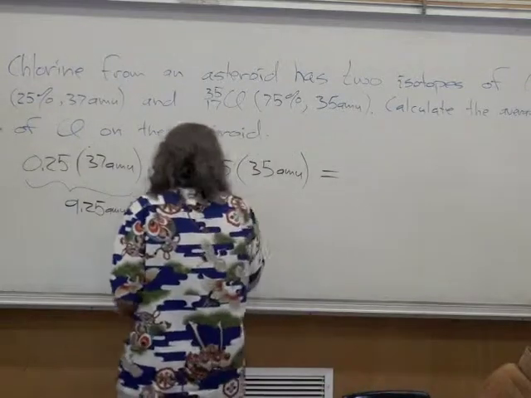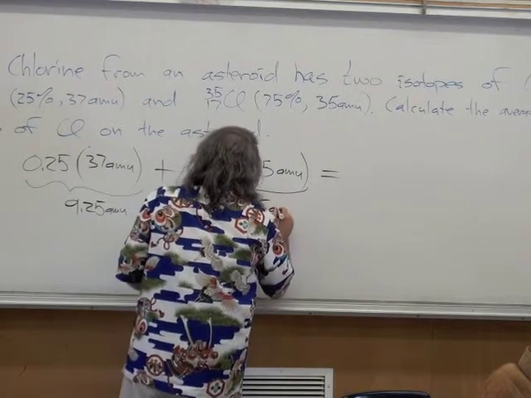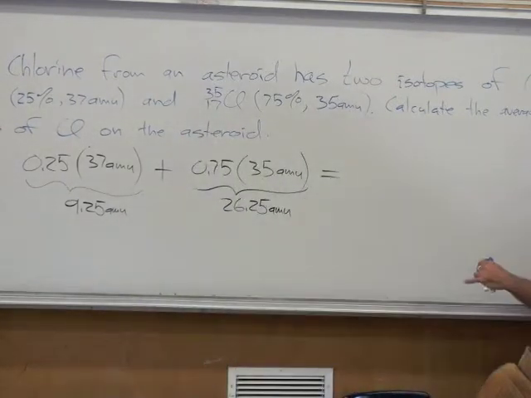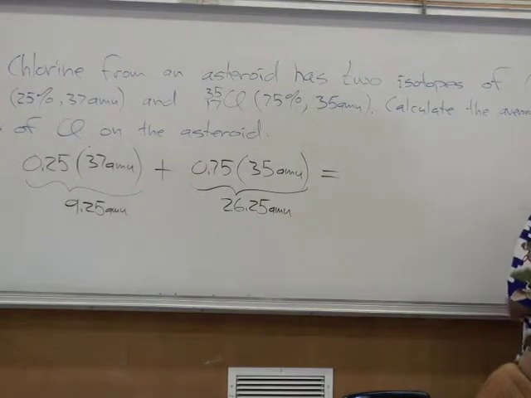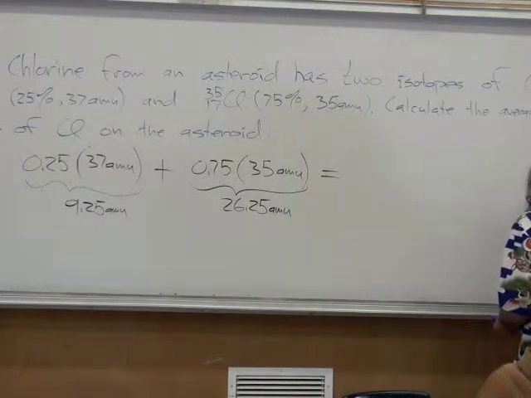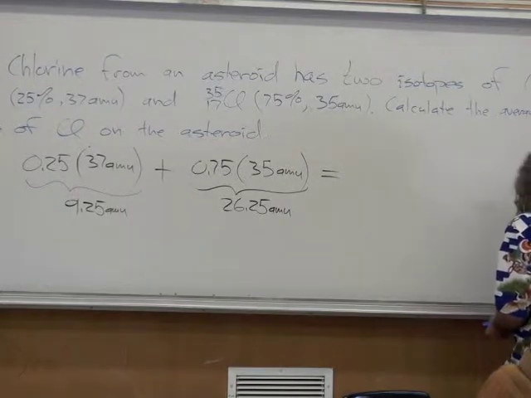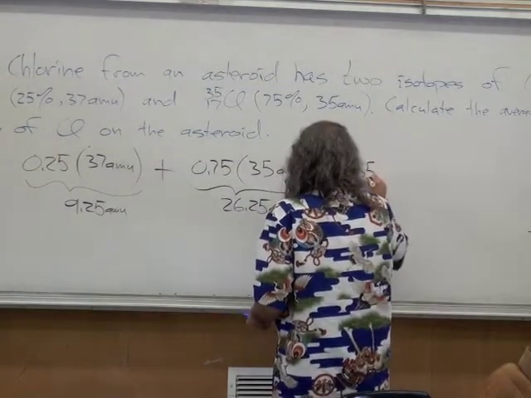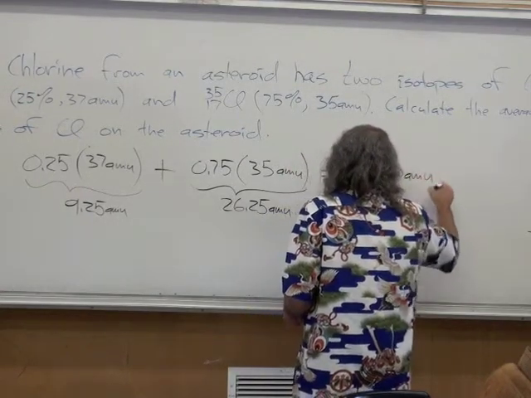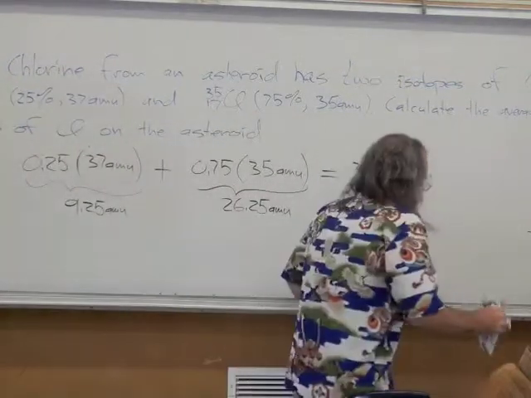this part here is 26.25 AMU. And now I'm going to add those two together. This is on my scratch paper again. 5 and 5 is 10. 4 and 5. 6 and 9 is 15. Equals 35.50 AMU. Okay? And by the way, again, this is my scratch paper.